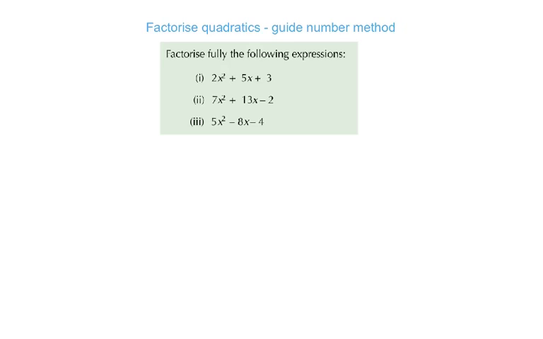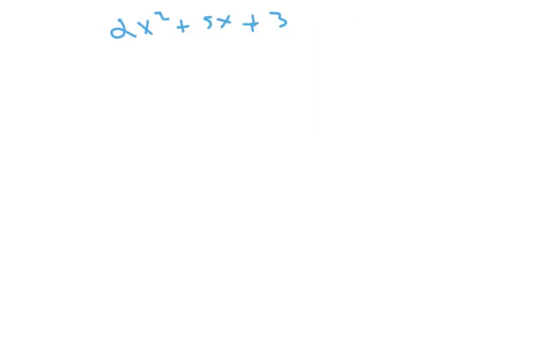Okay, and this is a video about how to factorize quadratics using the guide number method. So let's have a look at these three here. The first one is 2x squared plus 5x plus 3. Step one, we multiply the 2 by the 3, and that equals plus 6.